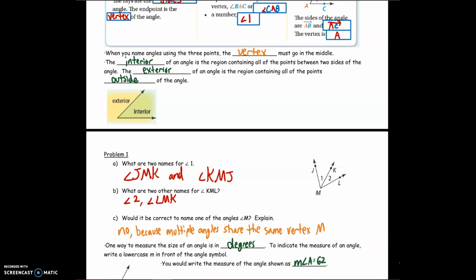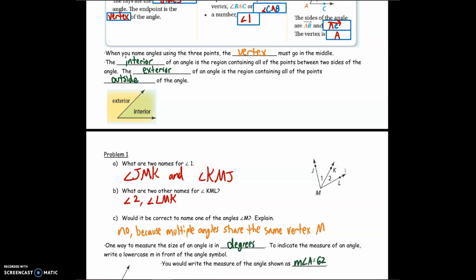It would not be a correct name because if I was to just use that single vertex, again, I'm not sure if angle M would be this angle that we named angle 1. I'm not sure if angle M might instead be that one that we call angle 2. Or we could describe this larger angle, this angle JML. That could also be angle M if we're not really sure which one it's going to be there.